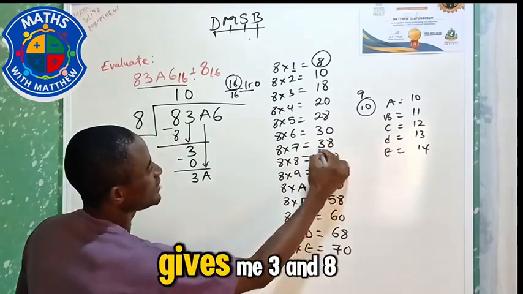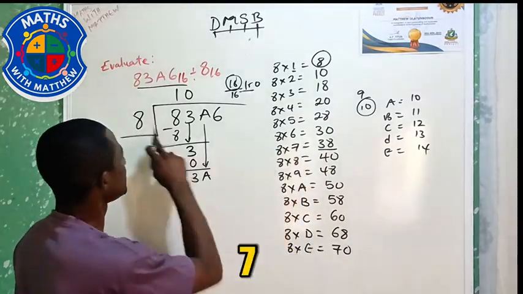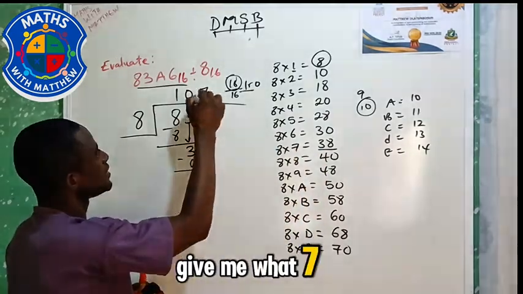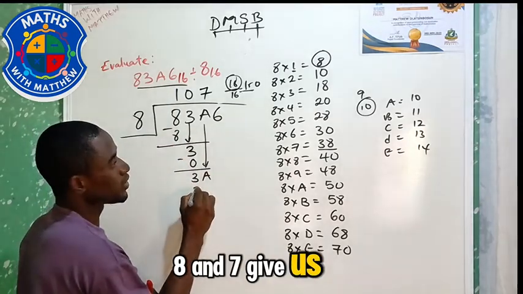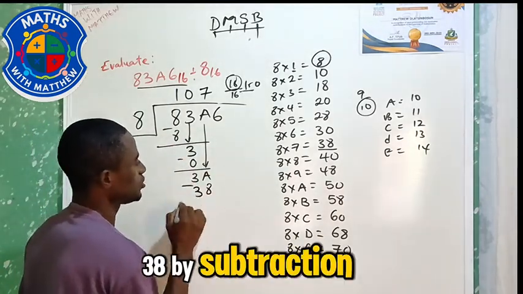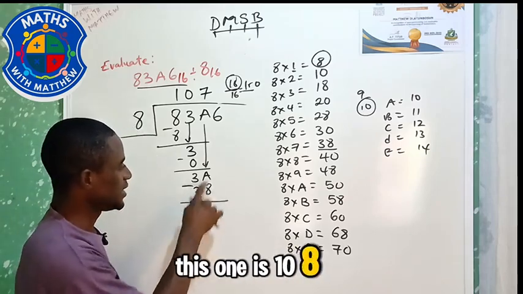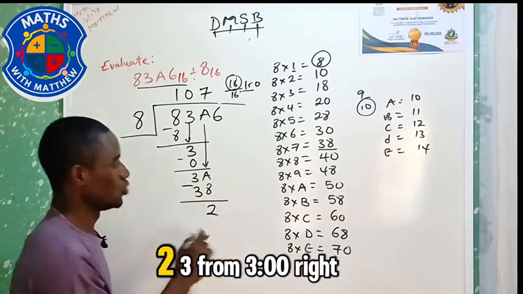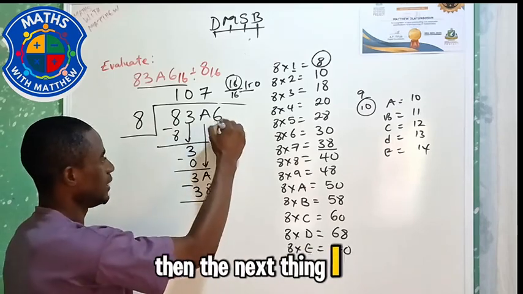So which one gives me 3 and 8? 8 times what? 8 times 7. That means 3, 10 will give me 7. 8 times 7 gives us 38. By subtraction now, if I subtract, this one is 10. 8 from 10 gives us what? 2. 3 from 3, 0, right? Then the next thing, I bring 6 down.